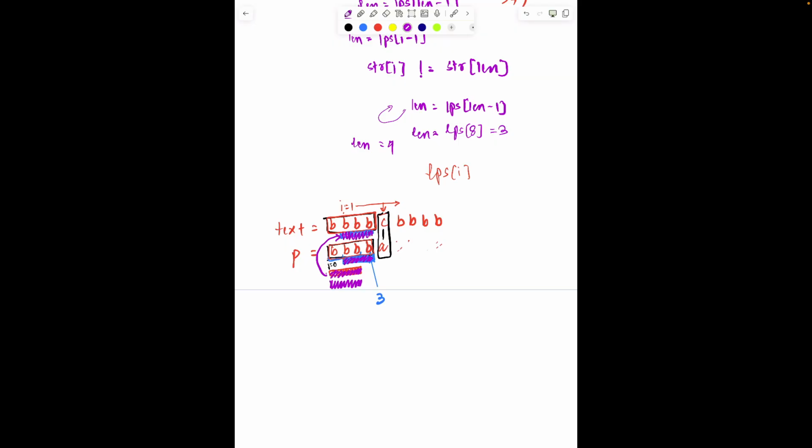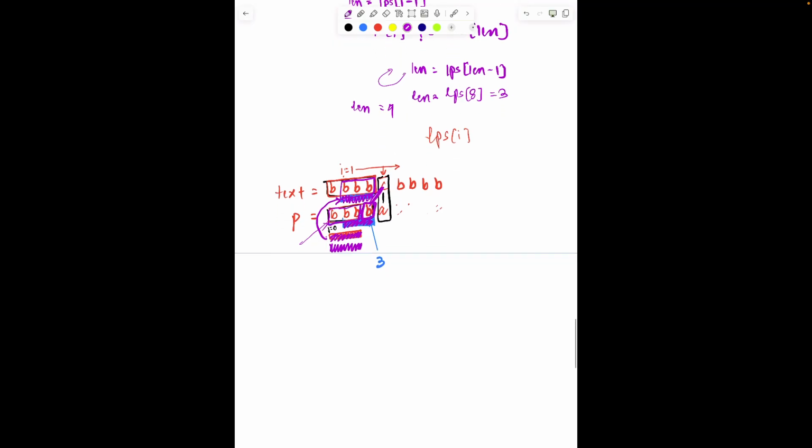Now see what happened here. Instead of again resetting j to 0 and then matching each character again, we already know these three match with these three. So we can just match from this part and move forward. So this is how KMP helps us in reducing the number of matches that we're doing between characters.